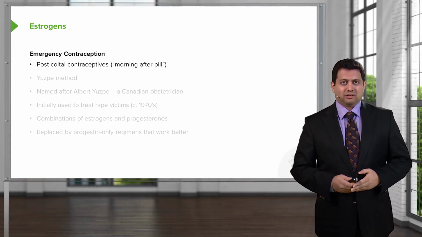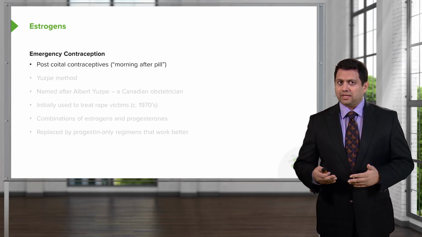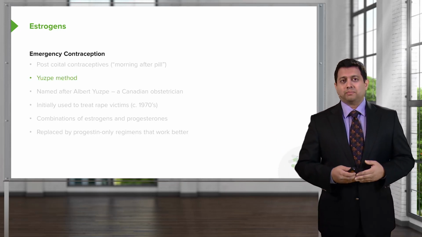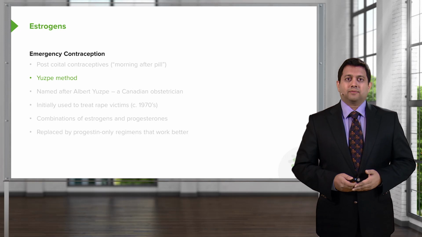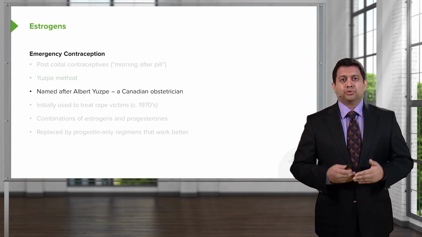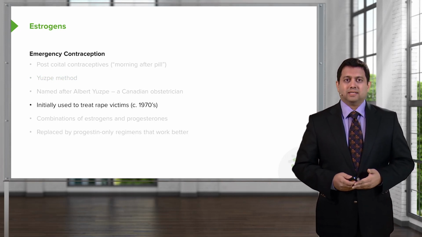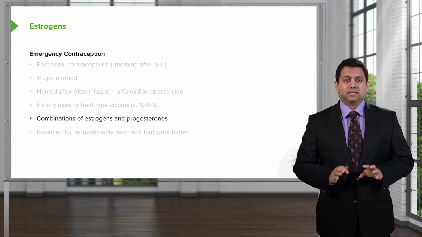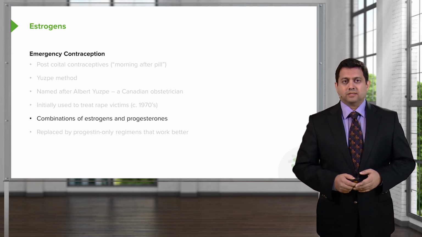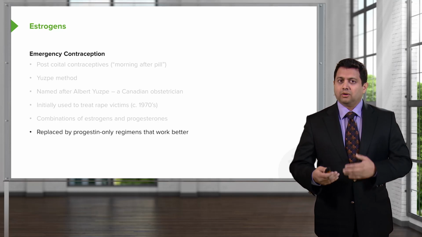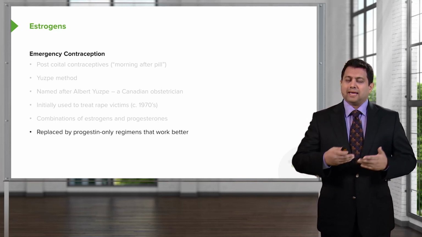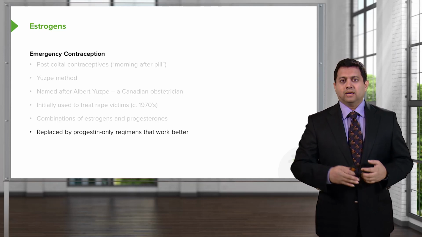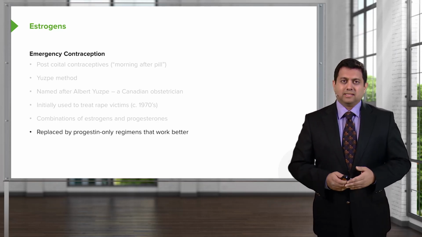Let's move on to emergency contraception. So emergency contraception agents are called post-coital contraceptives or morning after pills. The originator of this type of treatment was the Yuzpe method. It was named after Albert Yuzpe, who was a Canadian obstetrician who treated initially rape victims in the 1970s. They used a combination of estrogens and progestins to allow a termination of the pregnancy or a prevention of the pregnancy immediately after coitus. It was replaced later by progestin-only regimens that work much better. So essentially, as you go forward in time, you start to see that the doses of the estrogen component of treatment become lower and lower, and the progestins become more of a mainstay of treatment.